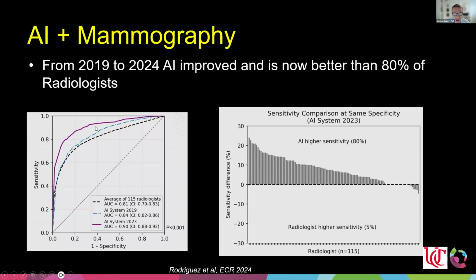They fast forwarded into 2024, and they have been working on adding more data to their study and to their training model. And now you can see in a study of 115 radiologists that it beat all but 5% of the radiologists. So the software itself has become very good at recognizing disease when there truly is disease in the image.